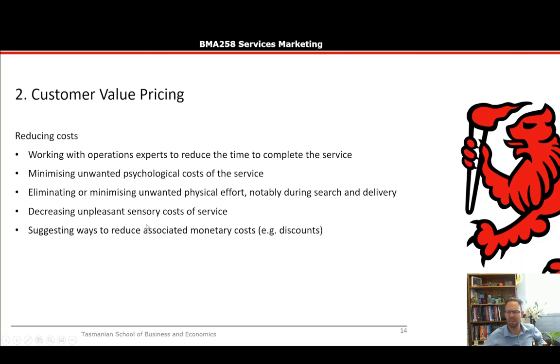For some people, sensory costs are a very big issue. Like, you just don't want to go to a store that's too loud, or some people are allergic to perfumes, so that's a sensory thing, like smells. You go in there and you smell it and it's like, oh, they just can't deal with that. It might not be an issue for us, the marketing manager running that business, yet we need to be aware that for our customers it might be a big issue. Suggesting ways to reduce associated monetary costs such as discounts and stuff.